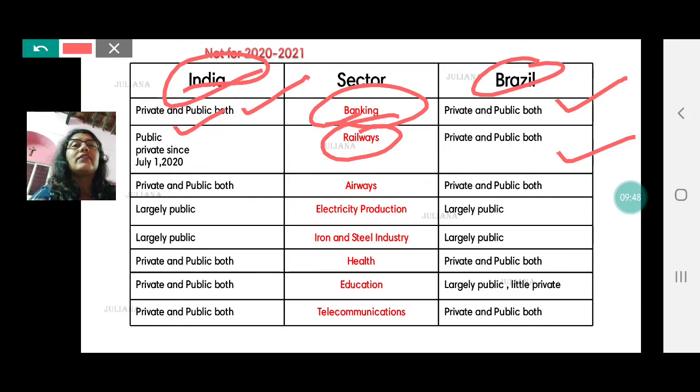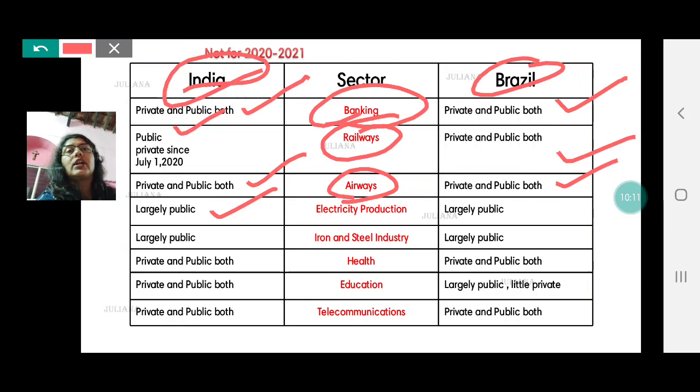What about airways? In India, we have private airways and public as well. Like Air India is public and Jet, etc., are private airways. And Brazil has also airways under private and public sector. Electricity production is largely public in India. So far private individuals have not come forward for electricity supply. And in Brazil also it's largely public.